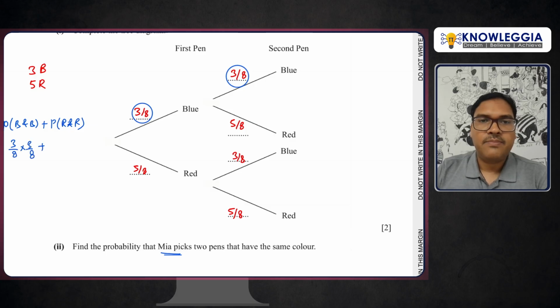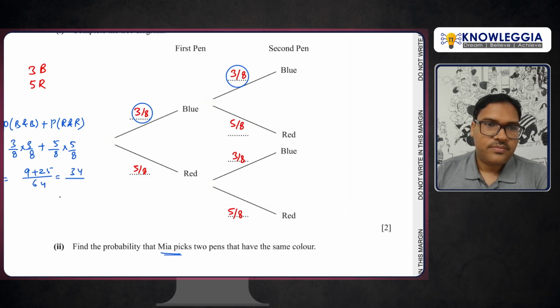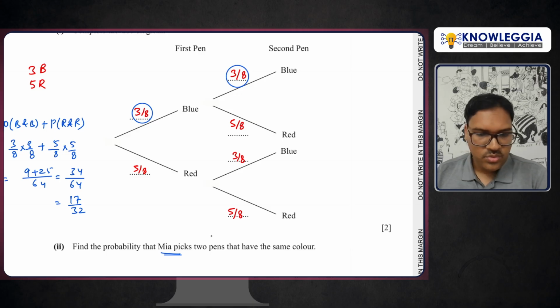plus. Why are we multiplying? Because these are independent events. Okay. So what is the probability of drawing red and red? This is 5 by 8 multiplied with 5 by 8. So this is 9 plus 25 upon 64. Right. So this is 34 upon 64. So what is the answer? If I cancel 2, that is 17 upon 32. So this is the answer for this. So 17 upon 32 is the correct answer. Okay. I hope this part is also clear.